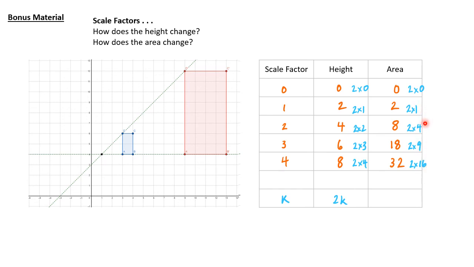So this is 1 squared, 2 squared, 3 squared, 4 squared. So the area is being times by k squared. So whatever the original height was, its new height is just times by the scale factor. Whatever the original area was, it's just being times by the scale factor squared. So because we had a height of 2 to start with, we've just times it by k. Because we had an area of 2 to start with, times it by k squared. So if the height is multiplied by a scale factor of k, what that means is the area will be multiplied by a scale factor of k squared.